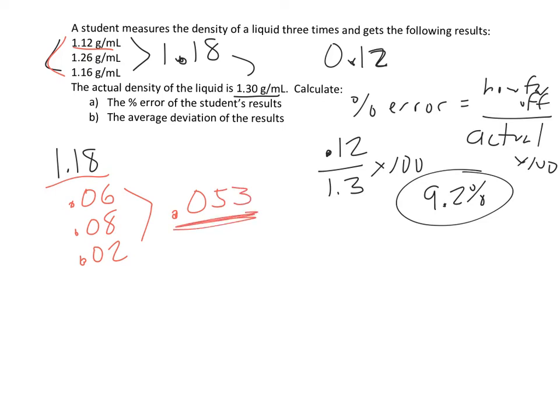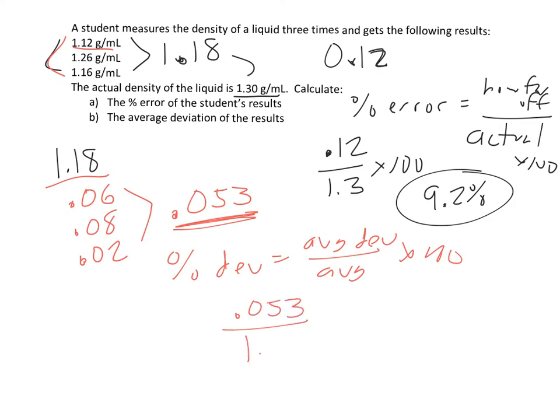If I want to go one step further, I can find my percent deviation. Percent deviation is your average deviation over the average number, again times 100. So I'm off by 0.053. My average was 1.18, and then I multiply that by 100. So 0.053 over 1.18, and this is about 4.5% deviation. So they're reasonably precise, but that middle one, that 1.26, throws it off a little bit.